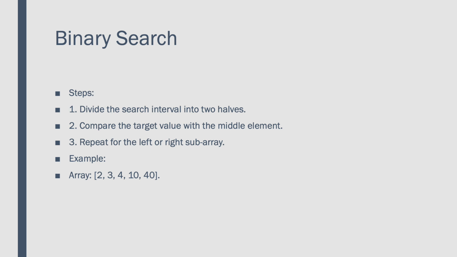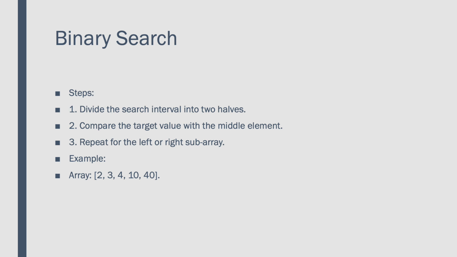The time complexity of binary search is O(1) in the best case, if the target is found immediately, and the worst and average case is O(log n), as the search space halves each time. So binary search is much faster than linear search for large data sets.